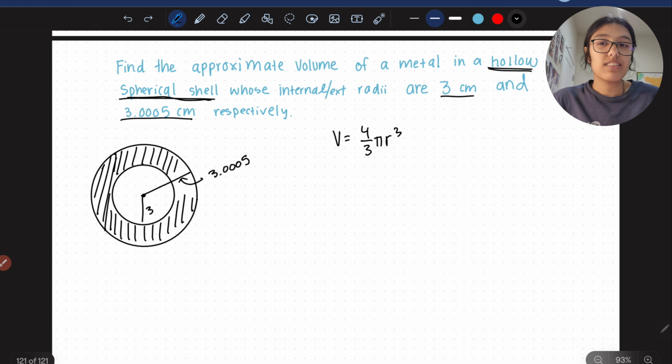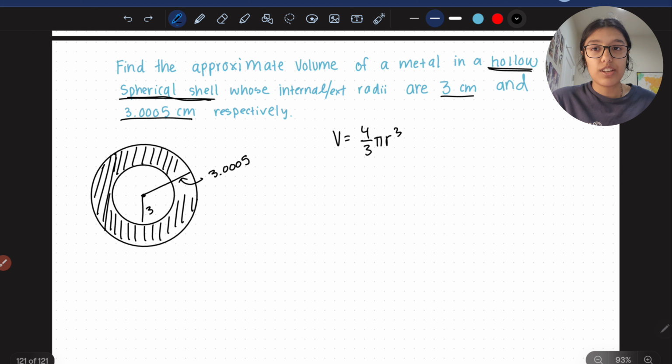But once again, this question is not asking for the exact volume. It's just asking for the approximate volume of the metal in the hollow spherical shell. So we just have to be a little bit near that exact value to consider this question correct. We don't have to be smack dab on that exact value. We're just going to approximate it, and it's going to be way easier approximating it.